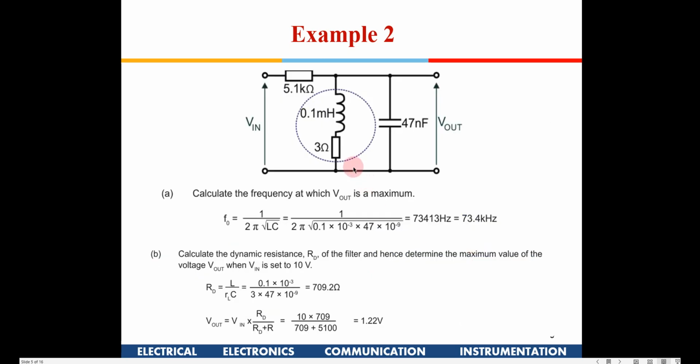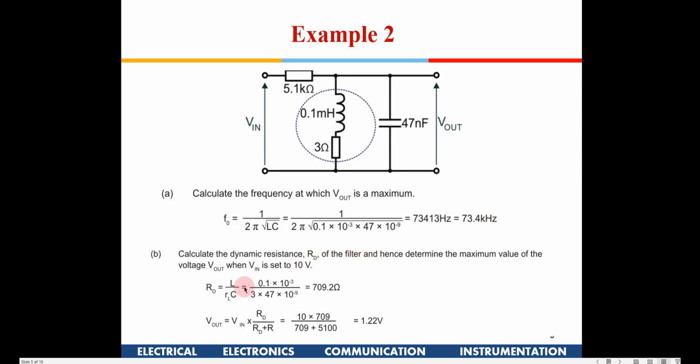Okay. So these are some of the formulas. This is the first, the center frequency, which is omega is equal to 1 by root LC, or F0 is equal to 1 by 2 pi root LC, which is 73.4 kilohertz. Okay, so that is the center frequency.